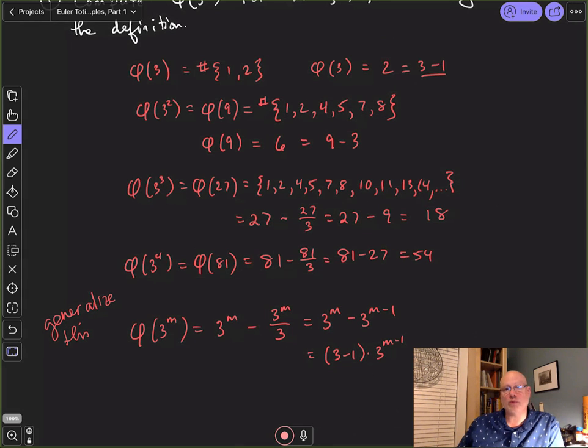When they generalize the statement for the totient function, this particular expression shows up, so it's helpful to think of this. And this works for any power of any prime, where we just replace the 3 with whatever prime we happen to be looking at. That's basically just using the definition. We'll look at some other examples next.